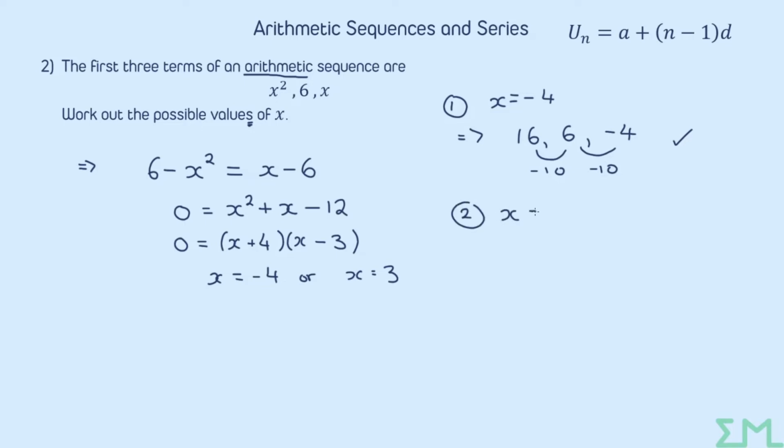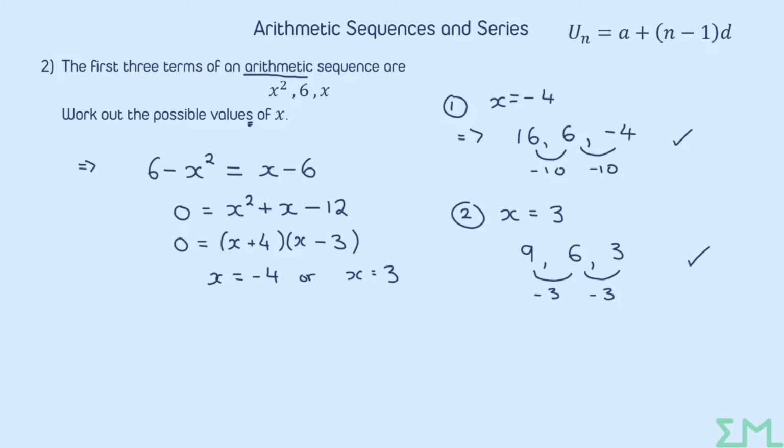Possibility 2, x is 3. Okay, well 3 squared is 9, then we would have 6, then we would have 3. To get from 9 to 6 we take away 3. To get from 6 to 3 we take away 3. Again, a common difference is appearing, so we can be sure that this is an arithmetic sequence.